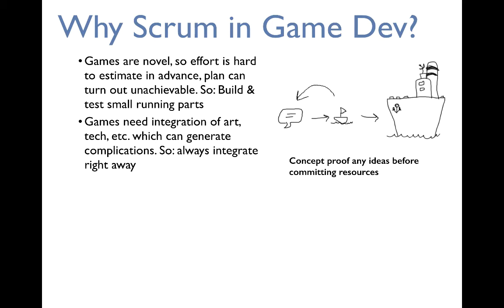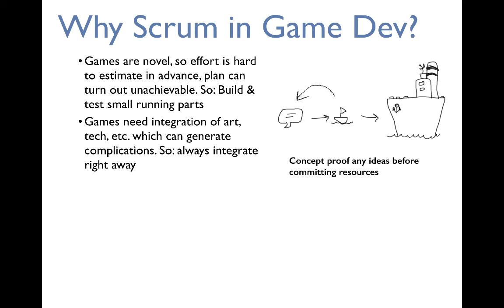So to avoid that issue and deal with that uncertainty, what Scrum allows you to do is always build and test small running parts, right? Instead of saying we're going to build, if you look at the image to the right, this big, huge tanker of a ship, well, no, first let's build a little ship to see whether the idea of building a tanker is actually something that is workable, and only if so, then we commit resources to building that out.